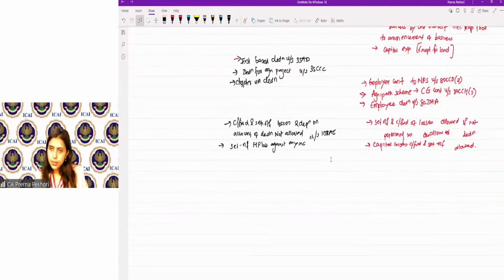Right? If you have the unabsorbed depreciation and brought forward losses you can set off, but you have to just check. It should not be on account of, let's say, 35 AD or additional depreciation or maybe any scientific research expenditure. It should not be in relation to that. 80 JJAA I'll explain in the deductions class. Okay? Not now. It is just for, if you hire new employees, you get that deduction.